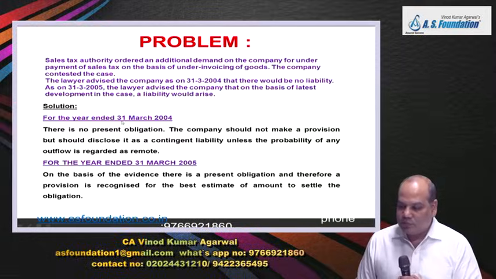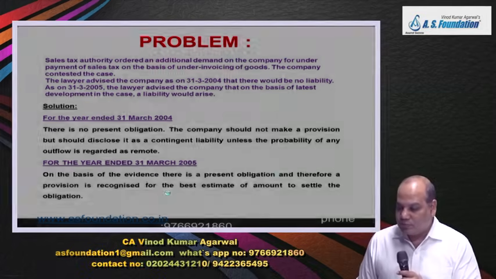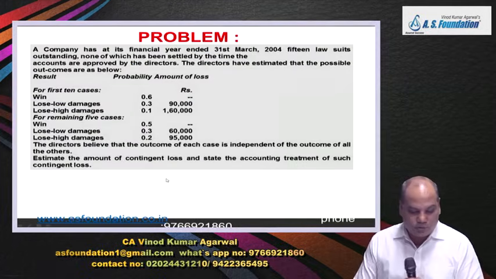Similar problem. So on 31st March 2004, you will say there is no present obligation. There is a possible obligation, and therefore the company should not make a provision. It should disclose it as a contingent liability. For 31st March 2005, now you will say there is a present obligation, and therefore the company should make a provision. One more question.